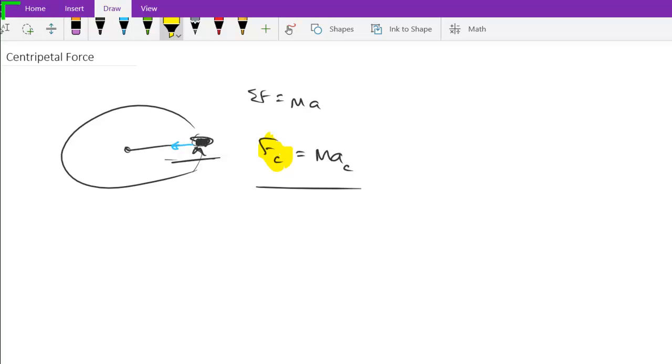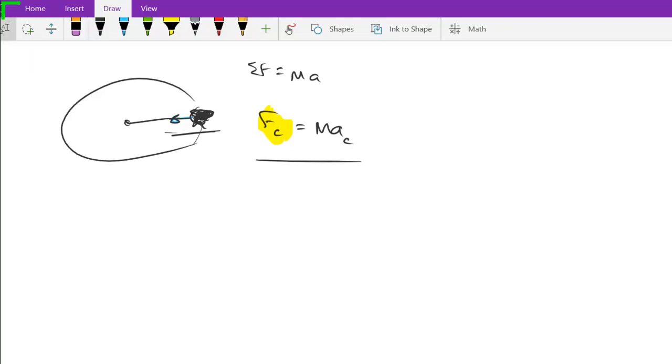For example, if we have the rock on the end of the string here, the force which provides the acceleration towards the center is the string. So the tension in the string acts as the centripetal force in this example. So centripetal force is equal to the tension in the string.